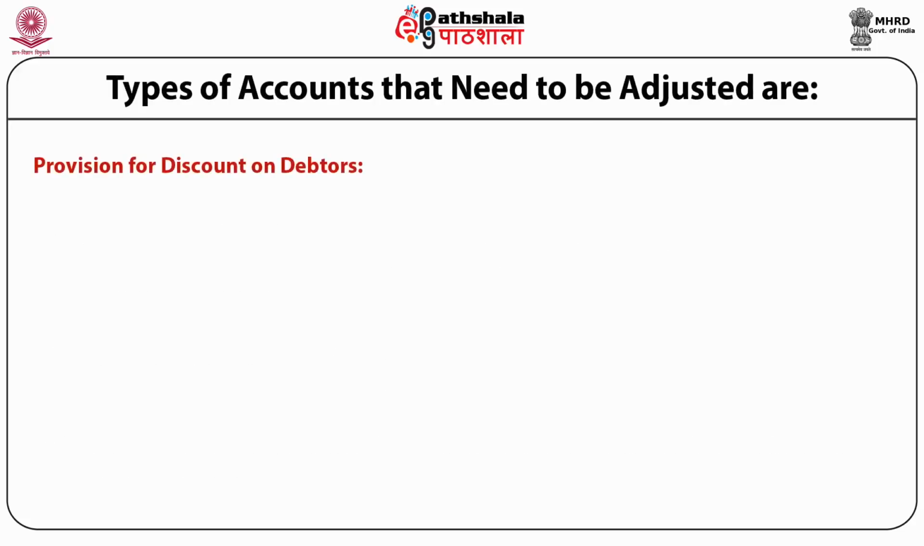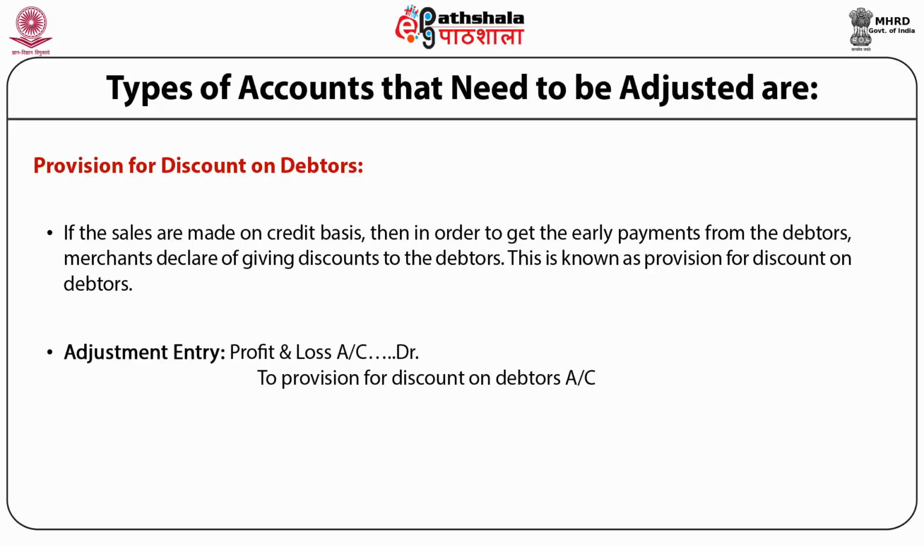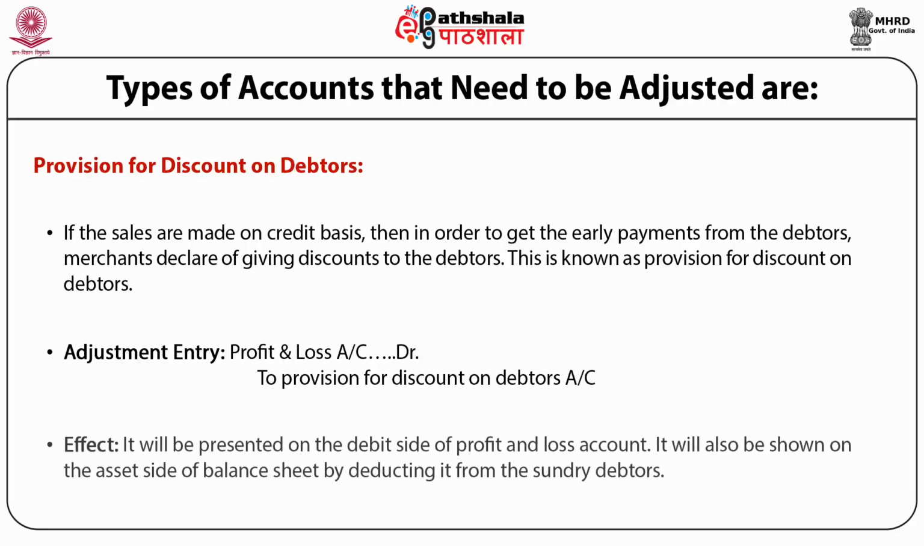Provision for discount on debtors. If the sales are made on credit basis, then in order to get early payments from the debtors, merchants declare giving discounts to the debtors. This is known as provision for discount on debtors. And the adjustment entry will be profit and loss account debited to provision for discount on debtors account. Effect on financial statements: it will be presented on the debit side of the profit and loss account. Further, it will be shown on the asset side of the balance sheet by deducting it from the sundry debtors.